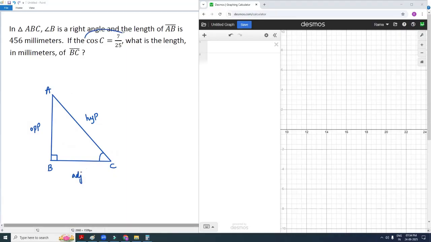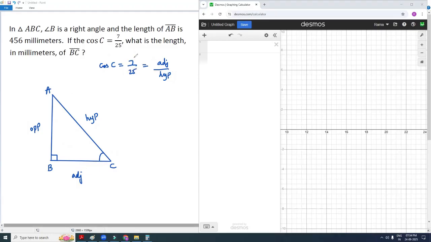Now let's consider the information we have over here, that is cosine C equals 7 over 25. According to SOH CAH TOA, the formula for the trigonometric ratio cosine is adjacent side divided by hypotenuse. Now to get the actual length of the adjacent side and the actual length of the hypotenuse, we have to multiply the terms of the ratio over here by the same non-zero number, say x.